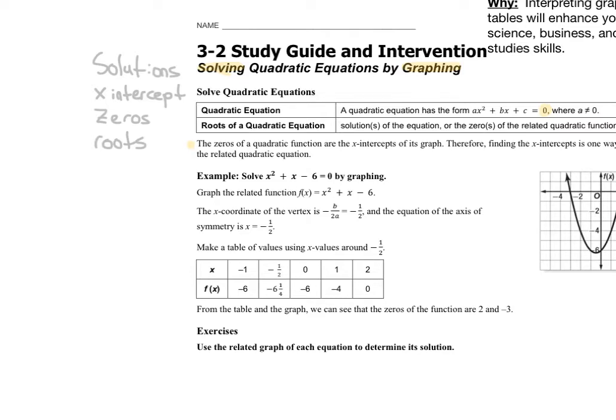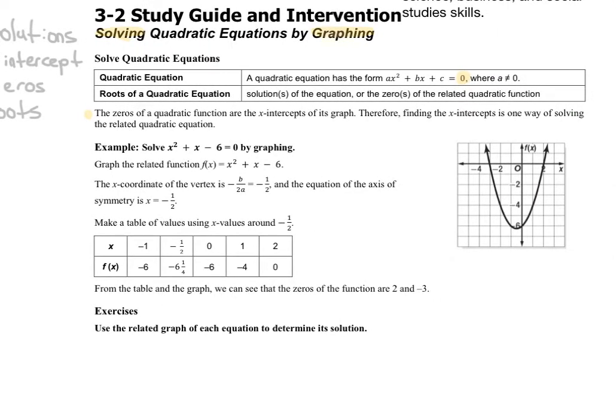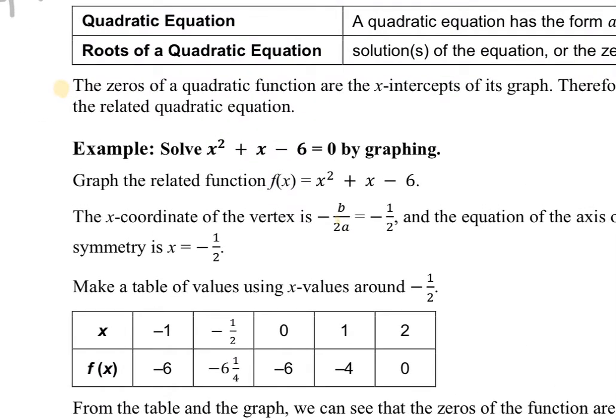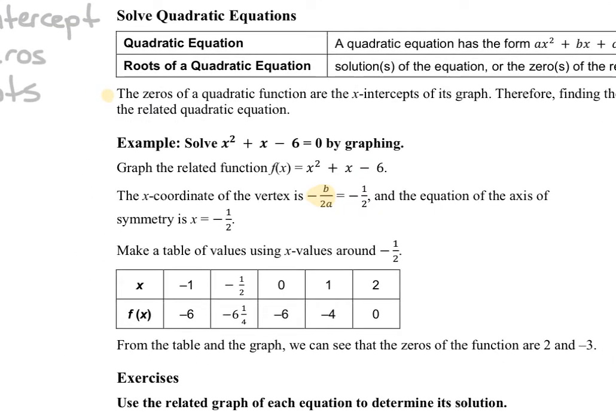And so we have an example here that's been done for us. It says, example, solve x squared plus x minus 6 is equal to 0 by graphing. And recall from the other day, what we do first when graphing quadratics is we find the x-coordinate of our vertex by using negative b over 2a. So they did that and got the equation for the axis of symmetry, which is also the x-coordinate for our vertex, as negative 1/2.